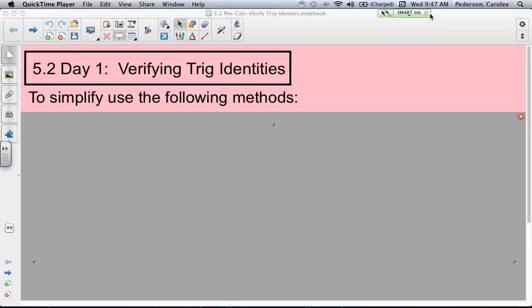All right, this is 5.2, day 1, part 1. Today we're going to verify trig identities. There are some steps on this smartboard. You don't need to write them down on this first slide.